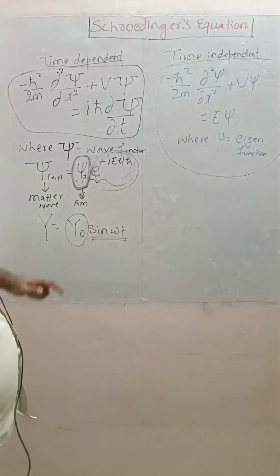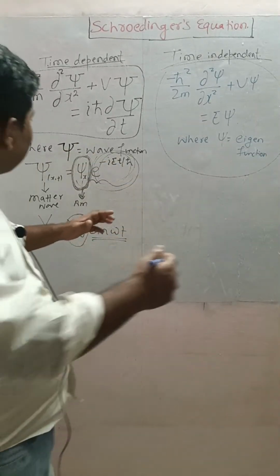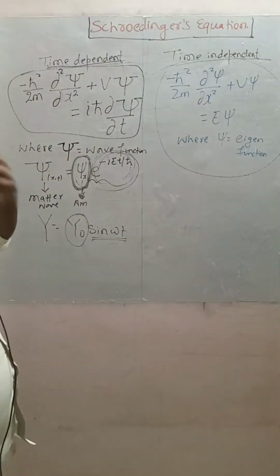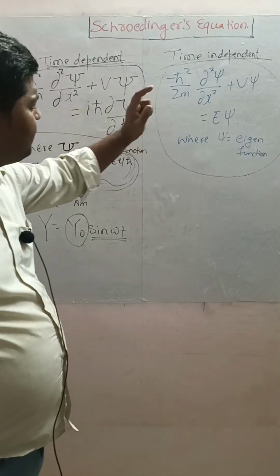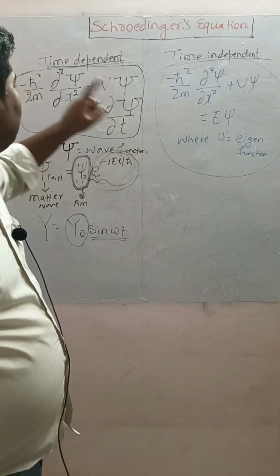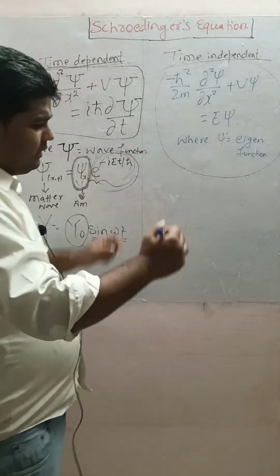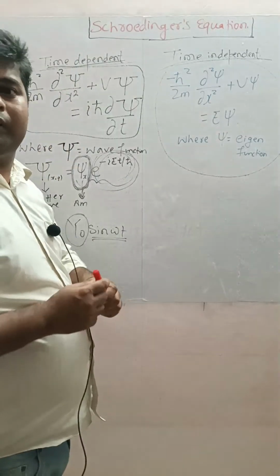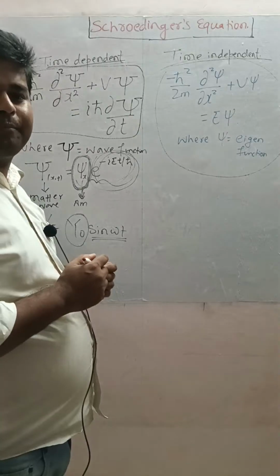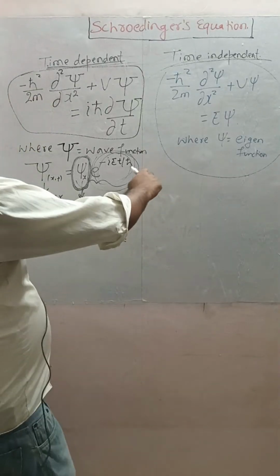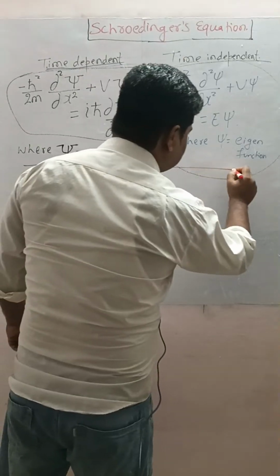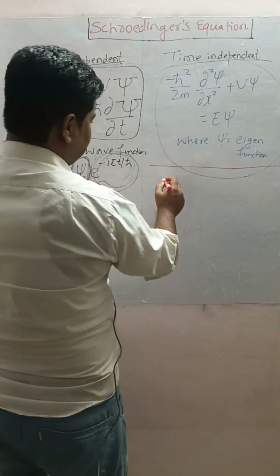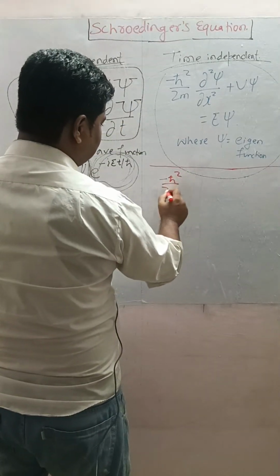Now see here. In this live, I'm trying to tell you the difference between time-dependent and time-independent equations, and how we derive the time-independent equation from the time-dependent equation. Now see here. Okay, see this. First, writing the time-dependent equation. See.